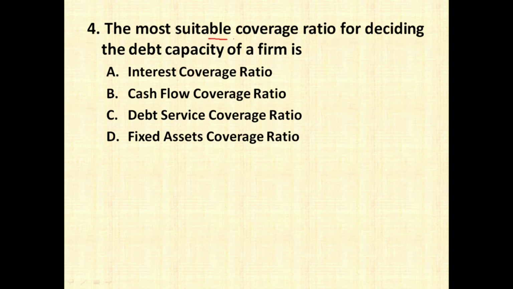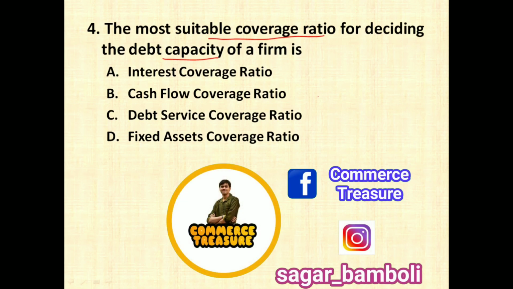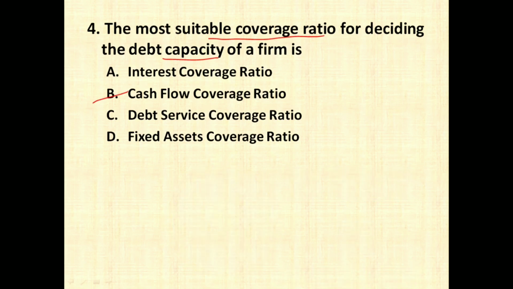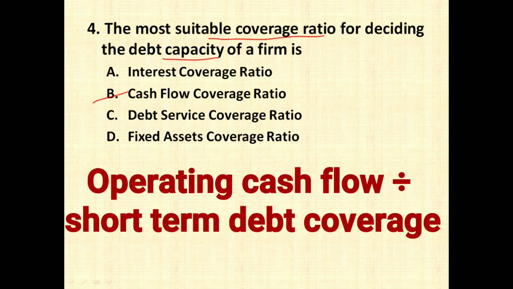The most suitable coverage ratio for deciding the debt capacity of the firm is. So interest coverage ratio and cash flow ratio both are used to find out how much the company is capable of paying its debt. But the most suitable ratio, if you have to select, then the answer is going to be option number B, that is cash flow coverage ratio. Now, larger the ratio, it shows that the firm is better in paying the debt. And the formula for cash flow coverage ratio will be operating cash flow divided by short-term debt coverage.